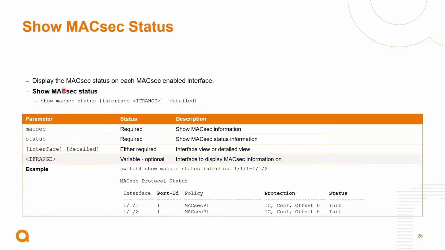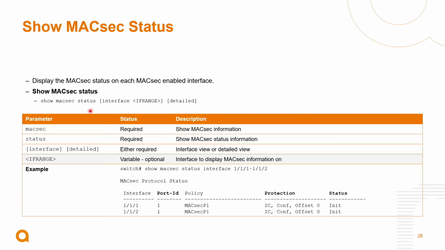And then the show MACsec status command. The show MACsec status command shows a brief summary of the MACsec sessions that are actually running on the switch, right? You can filter them based on the interfaces you want. So it shows the interface name and the port ID, which is the logical port ID that we talked about when you have an SCI.